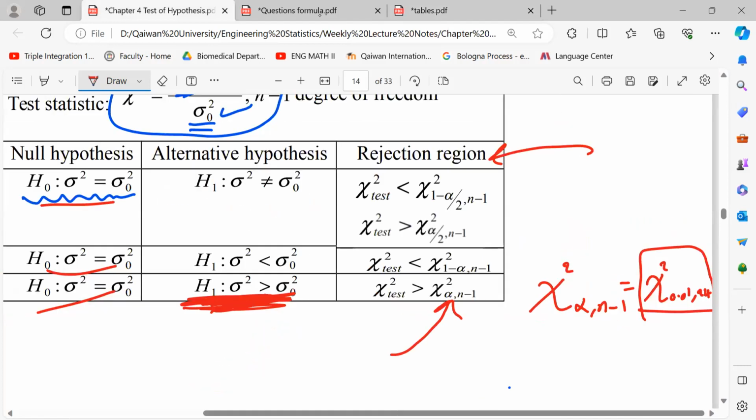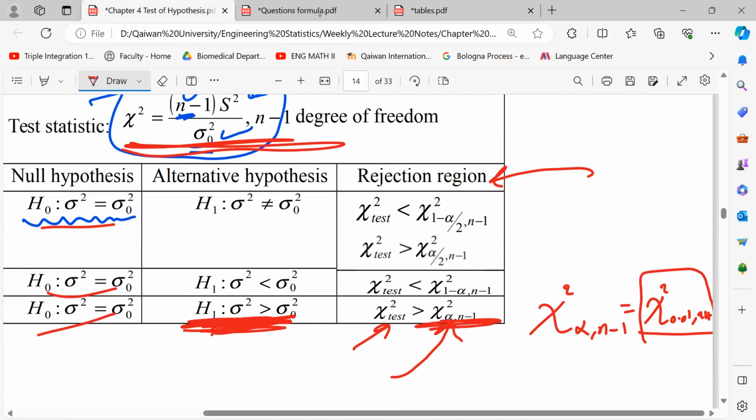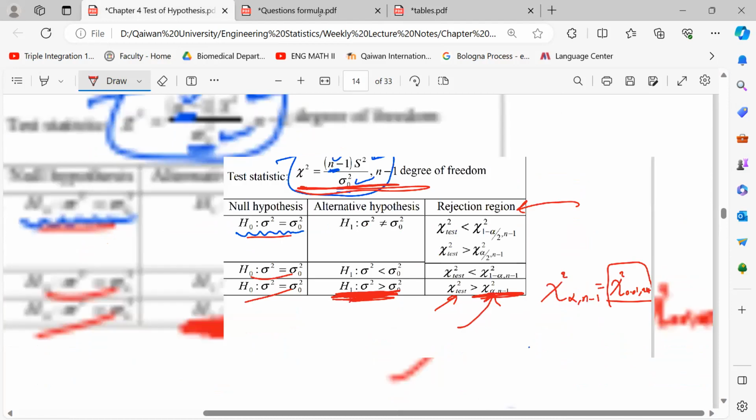That's step 4. And then in step 5, we compare them. If the chi-square test statistic that we calculated is greater than this one, we reject H0. If not, we accept it.